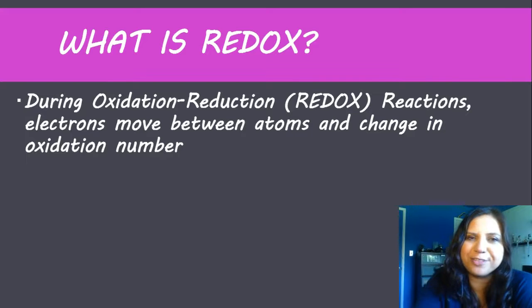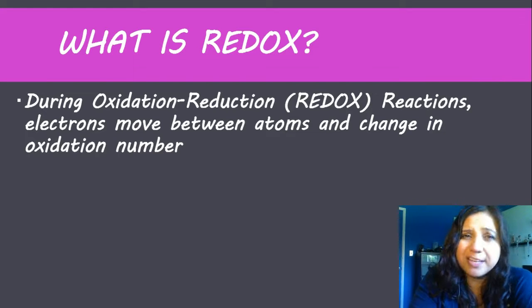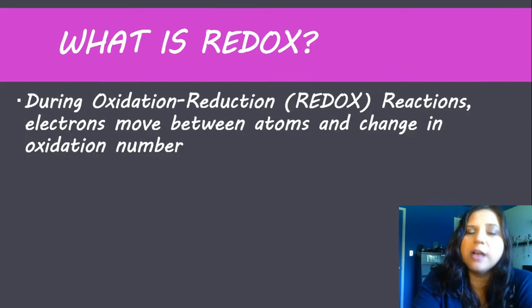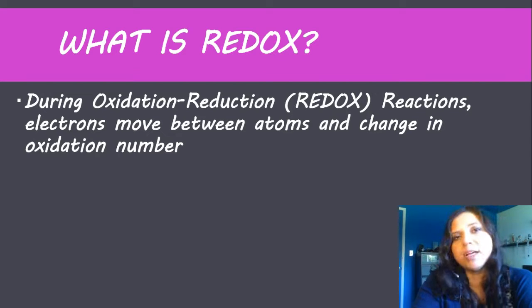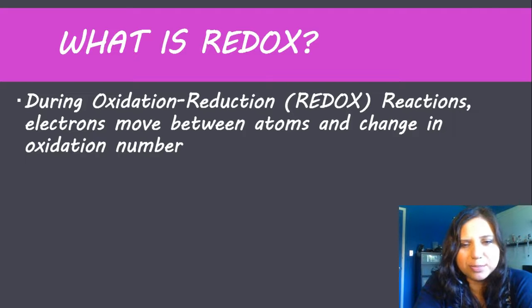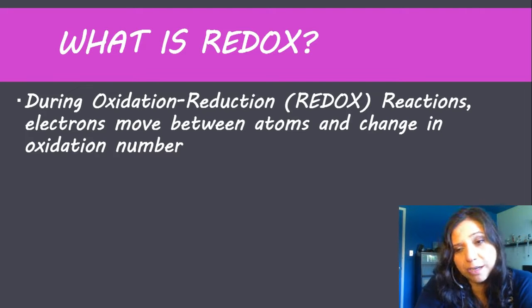It's redox. I'll teach you about what redox is and how you find oxidation numbers. Alright, so first, what is redox? Well, redox is actually short for oxidation and reduction. So these are certain types of reactions that occur where electrons are moving. And so it says here, reactions where electrons move between atoms and change in oxidation number.